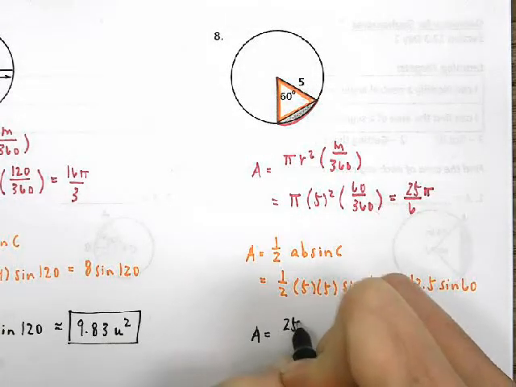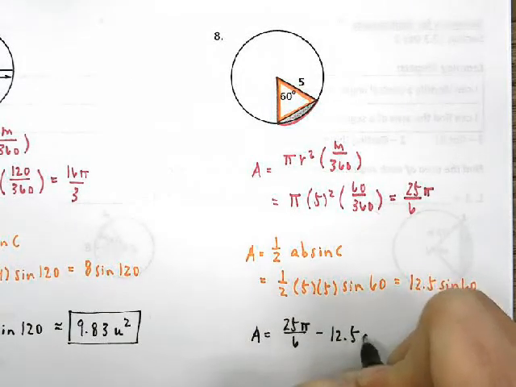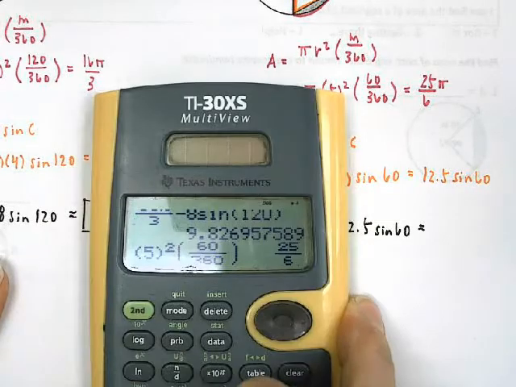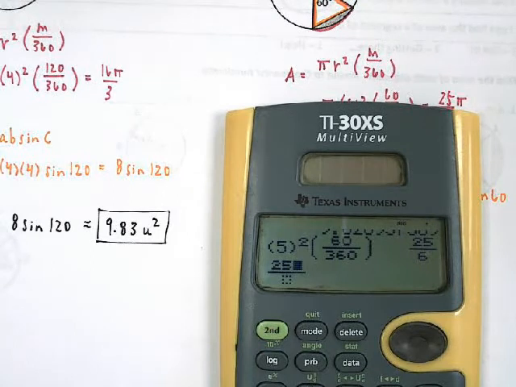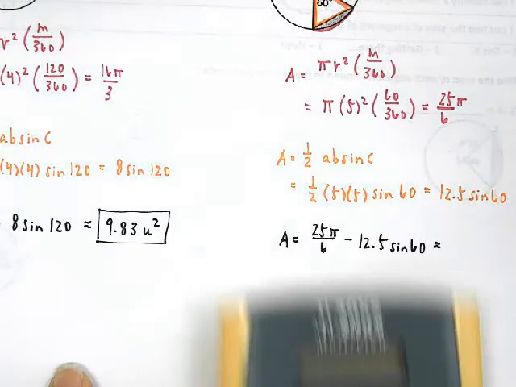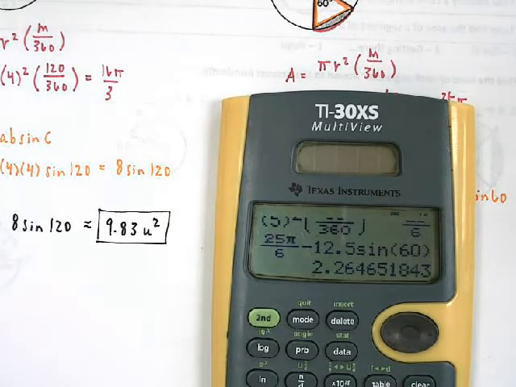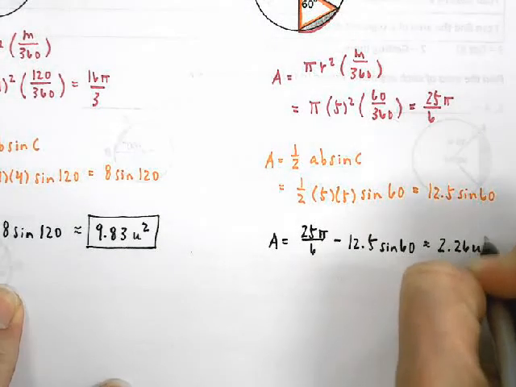Finding the segment, I take the sector minus the area of the triangle. And then once I've got this, then I can round everything. So let's see here. I have 25 pi over 6 minus 12.5 sine of 60. And it looks like I get 2.26 square units.